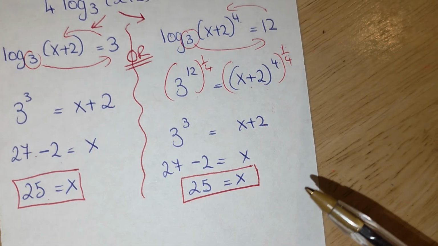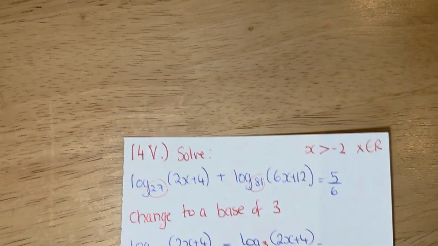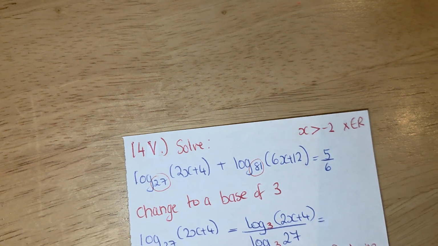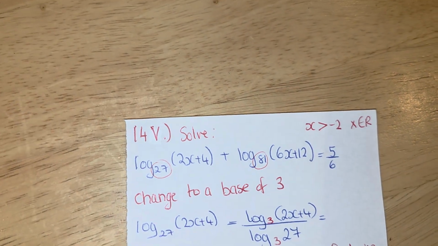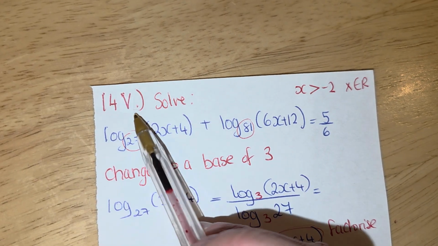So again, that was 4 different ways of getting the exact same answer. And they'll never specify what way you're to answer it. They will just say solve, and you go off and do it whichever way you want using your rules of logs. Okay, the last one, it was part 5.